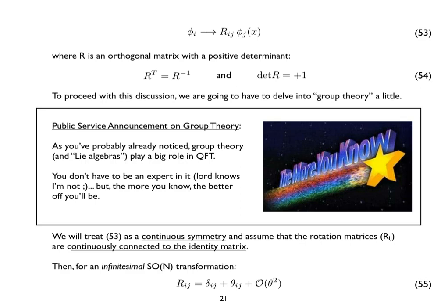But anyway, let me just talk about this real quick. We're going to impose this rotational symmetry on our theory. We know that an infinitesimal rotation is continuously connected to the identity matrix. So we can write an infinitesimal rotation as the identity plus some small part that's doing the rotation.